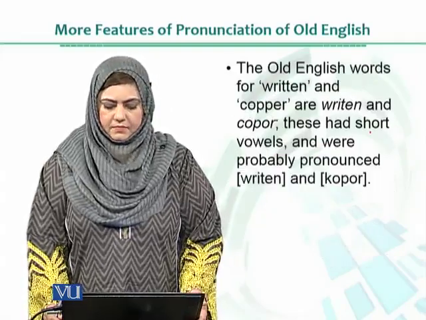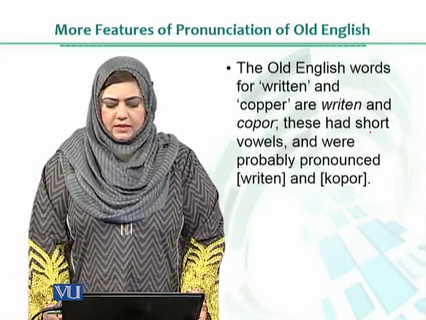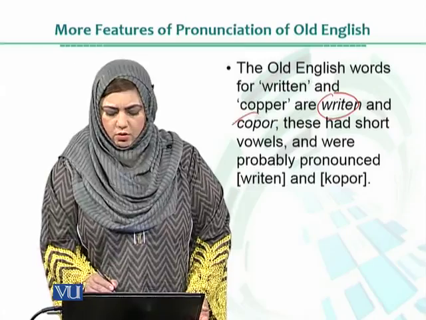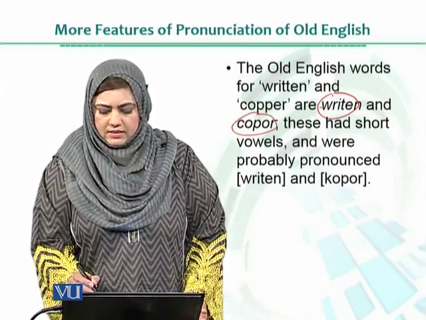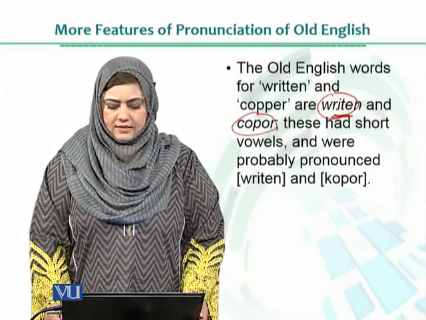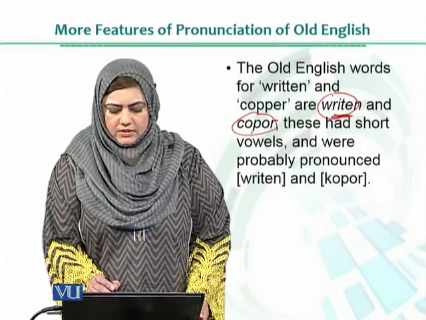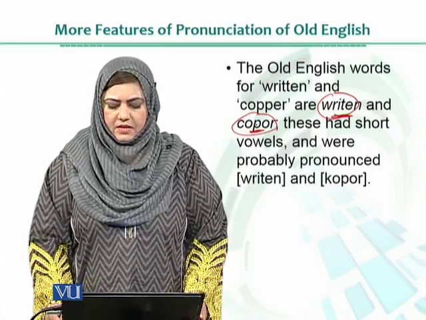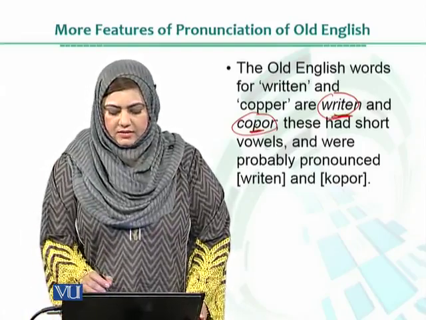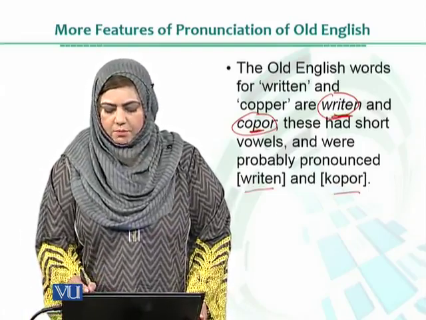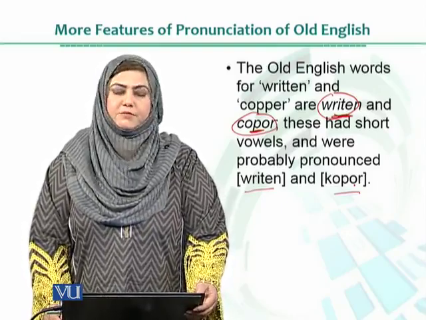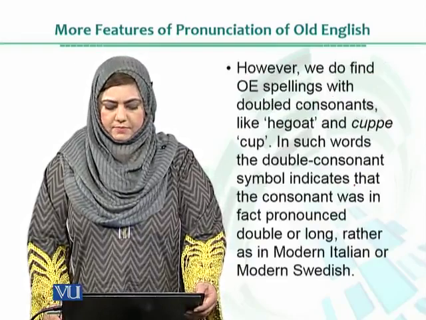The Old English words for written and copper, again I'm pointing it out for you, written and copper, this is how they were. You notice that there is a single T, and you also notice that there is a single P. So these had short vowels, and they were probably pronounced as written and copper as we pronounce them, but the writing style was different with reference to the use of consonants.